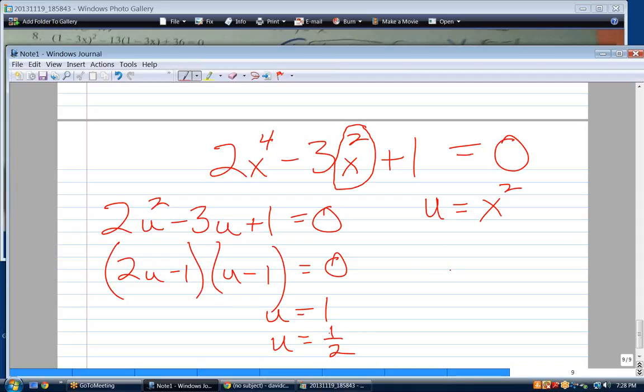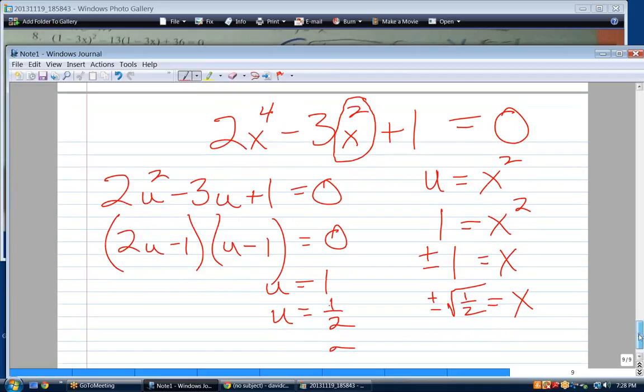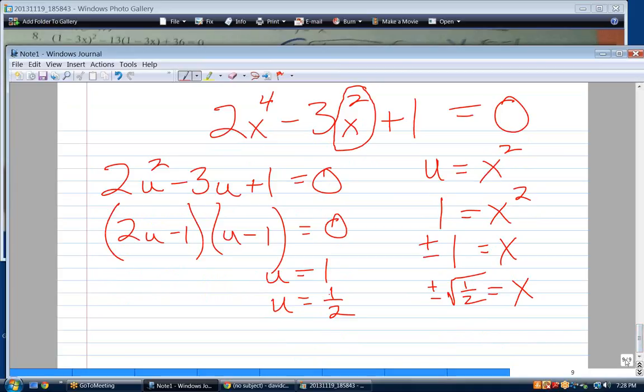So what's the next step to solve for x? You have to plug the u back in, so 1 equals x squared, and then x equals plus or minus 1. And then the other answer, 1 half equals x squared. Okay. And then, 1 quarter? No, we'll start off with the square root of 1/2. Right? Yeah. But that's not going to be an answer she likes as much as another one.